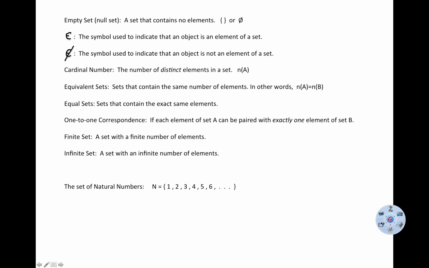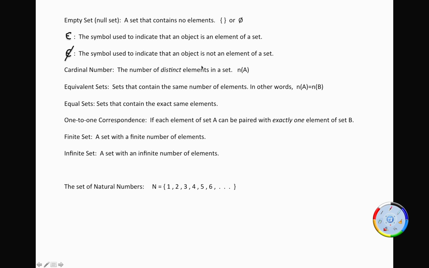The empty set is a set that contains no elements. And here are two ways you can designate the empty set. An example of an empty set might be the set of students in Prevet's Math 1332 class that are less than 5 years old. I will assume that's an empty set.